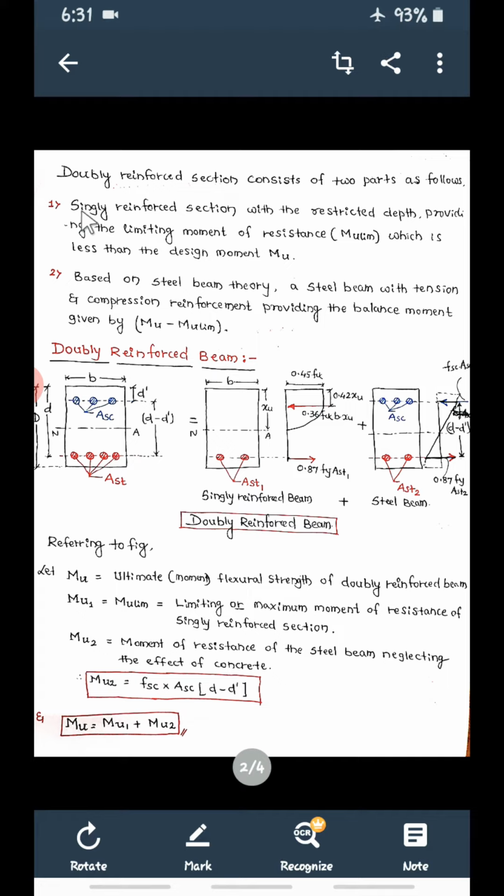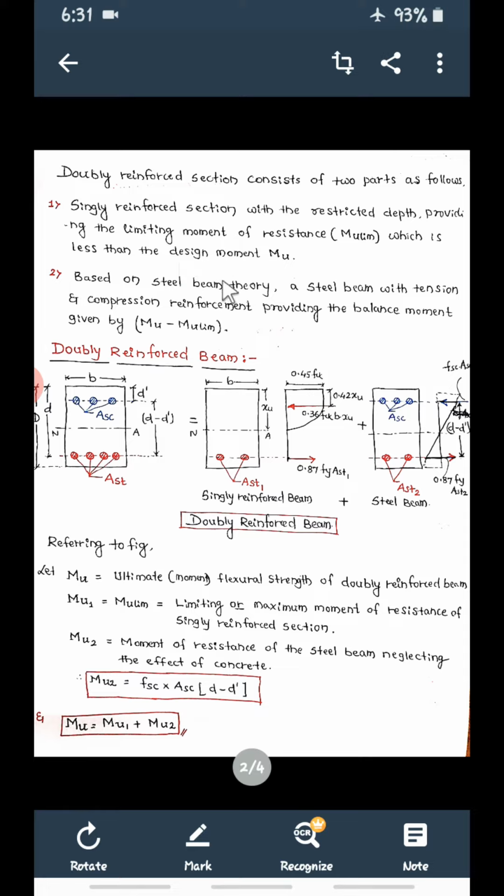Now, how to analyze this doubly reinforced beam? A doubly reinforced section consists of two parts. You are going to divide this beam into two parts, one by one. First, we'll consider it as a singly reinforced section, a singly reinforced beam with restricted depth. With restricted depth, we'll consider this as a singly reinforced beam, providing the limiting moment of resistance Mu limit, which is less than the design moment.